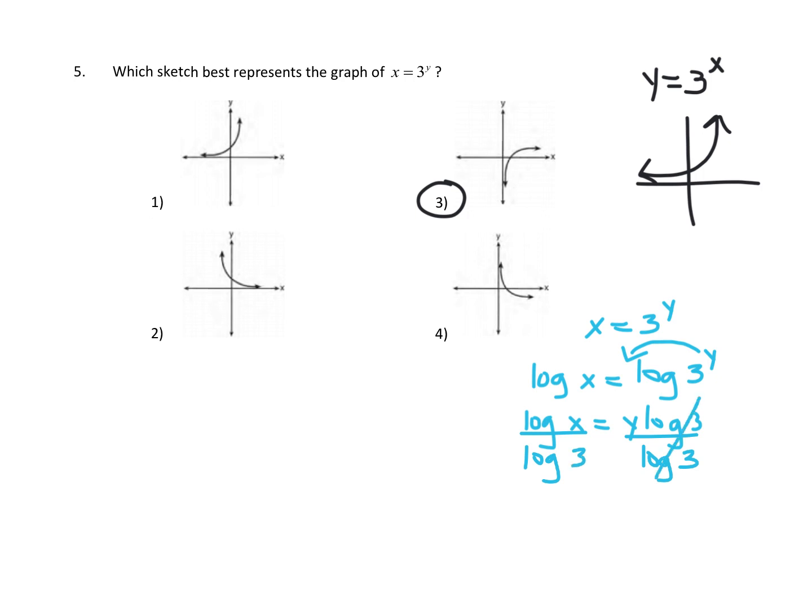So these cancel, which leaves me with y equals log of x divided by log of 3. Now I'm going to just graph. I'm going to go to y equals on my calculator and graph this and see what it looks like.